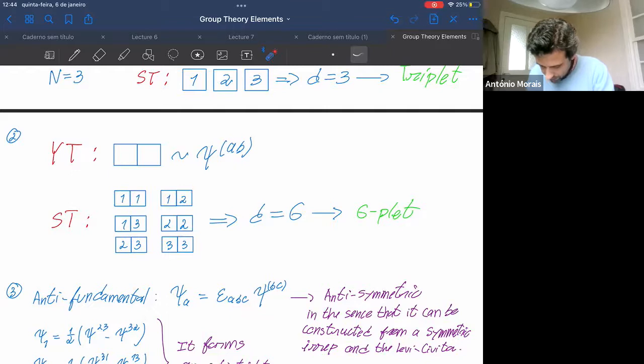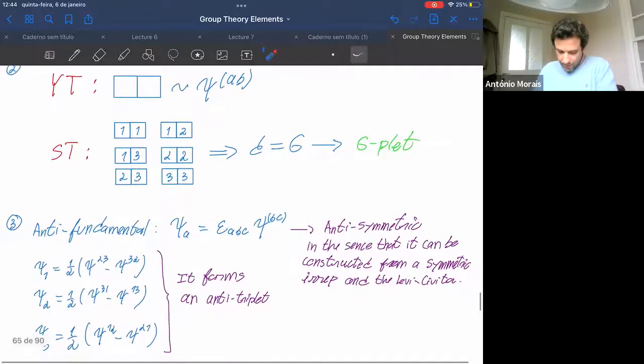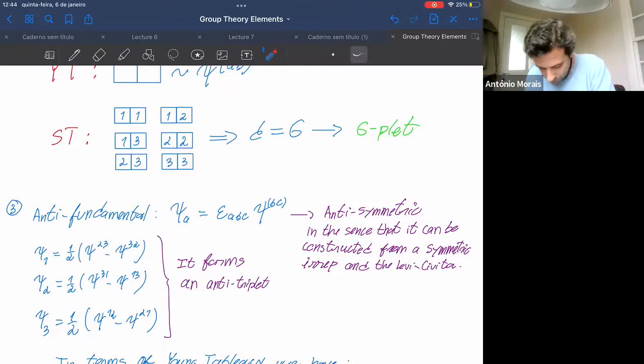So if you flip B and C here, you get a minus sign. And in fact, what is this? You can have these three possibilities: psi 2 3 minus psi 3 2, psi 3 1 minus psi 1 3, and psi 1 2 minus psi 2 1. It's just filling in the indices 1, 2, and 3, and then B and C accordingly for the non-zero entries. So this must form an anti-triplet, because this is the anti-fundamental.